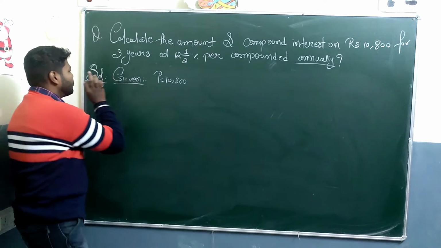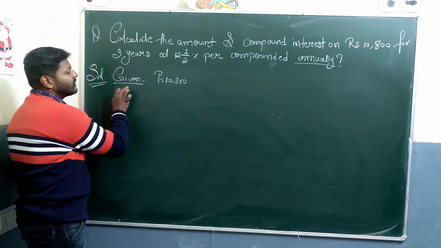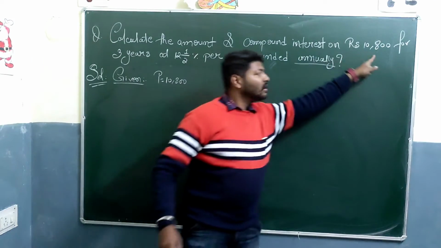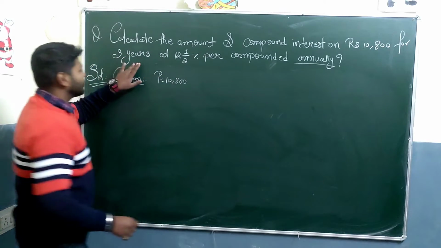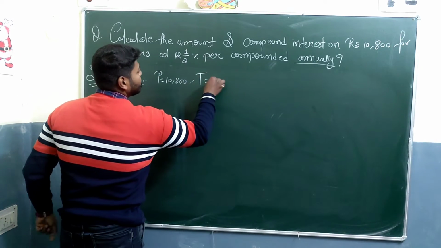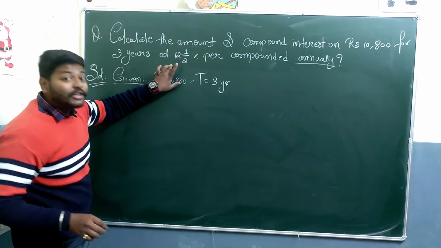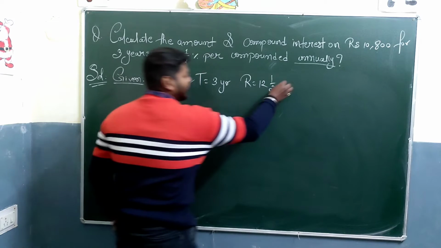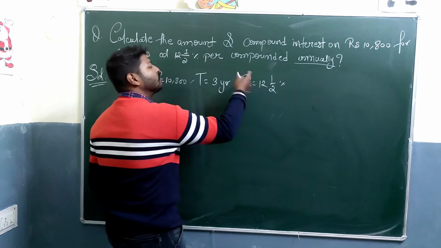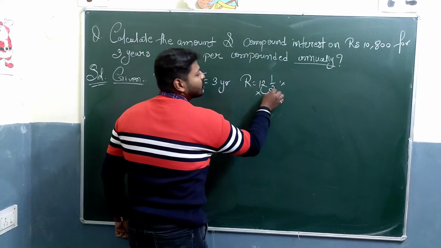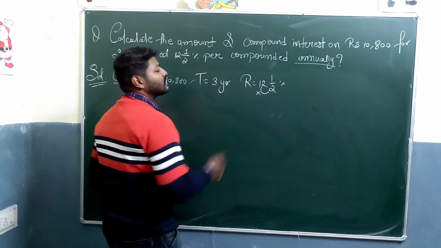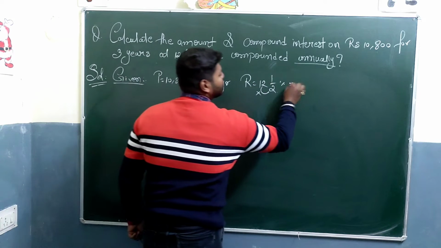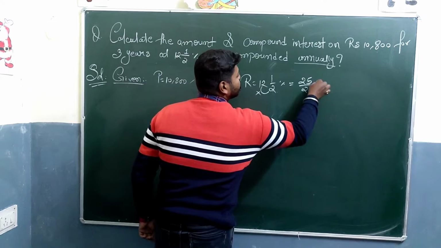So first of all we will write the solution, and second we will write the given things. We know that the principal is 10,800, the time is 3 years, and the rate of interest is 1 1/2%. If we convert this mixed fraction into a fraction, we multiply 2 into 12, that is 24, plus 1 is equal to 25 upon 2%.